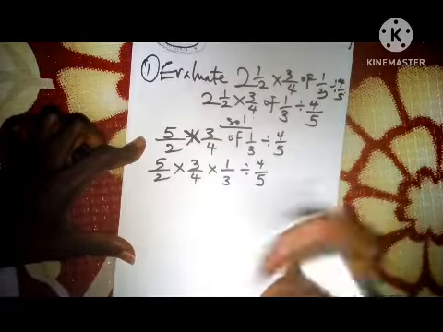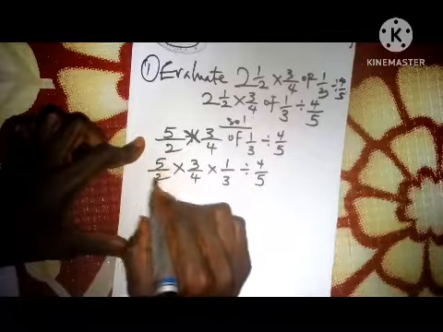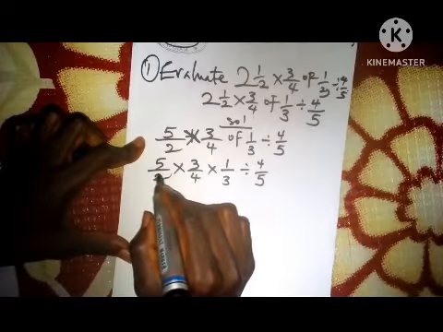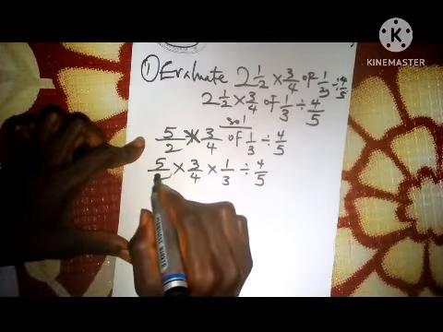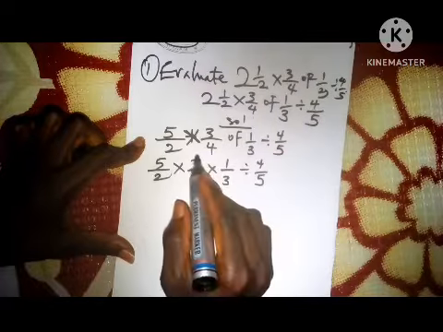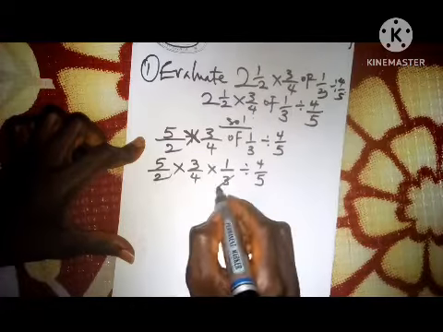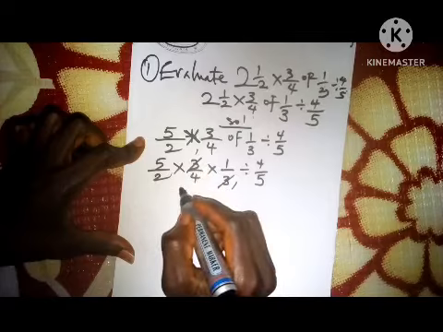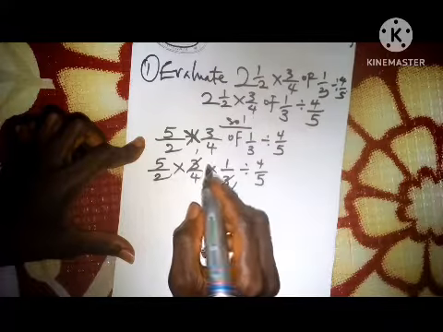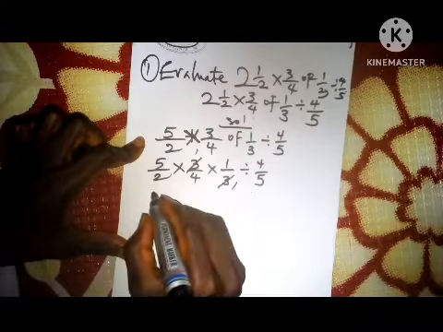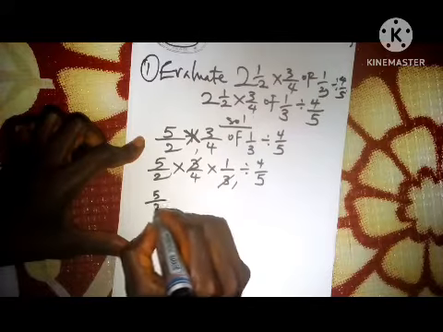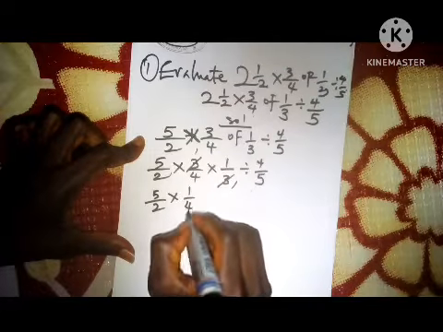All right, what do you do here? You cancel out. So you don't work with this. So this is like the main number. You don't divide this. So you work with these ones. So 1 here, 1, 1 here, 1. What are you left with? You are left with 5 over 2 times 1 over 4.